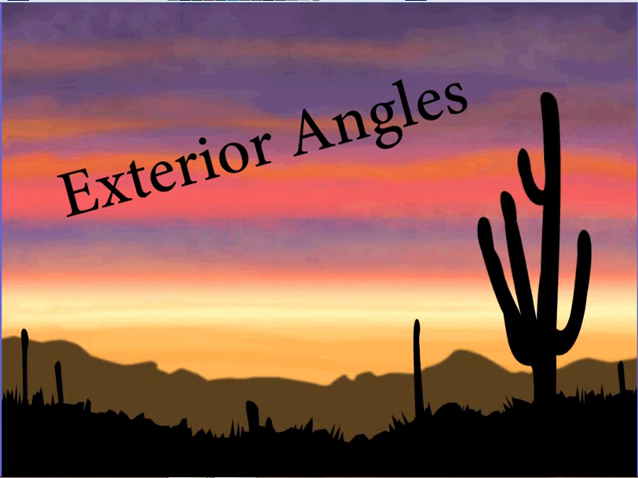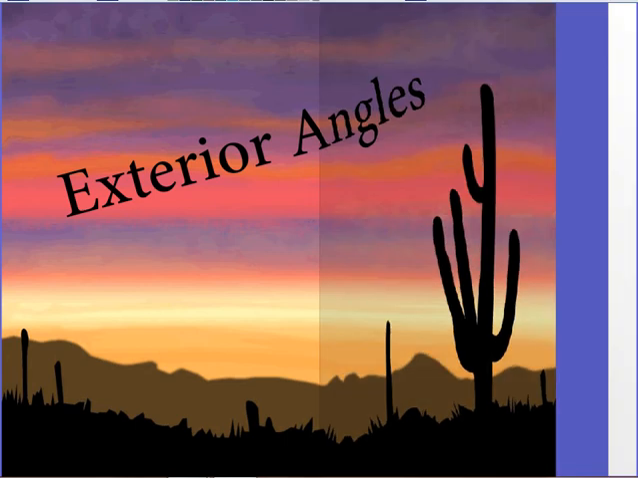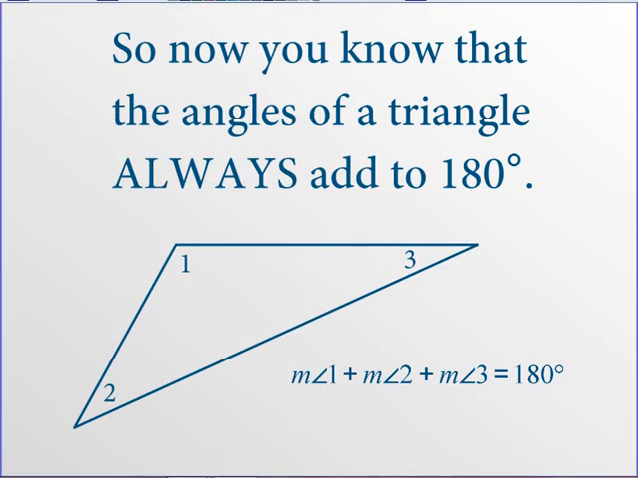Today we're going to talk about exterior angles. You might be asking yourself, what's an exterior angle? Well, we're going to find out today. So now you know that the angles of a triangle always add up to 180 degrees, always and forever. And hopefully you've completed your worksheet on that concept.